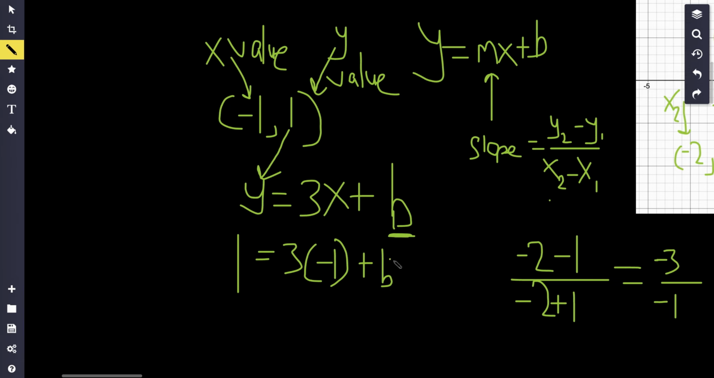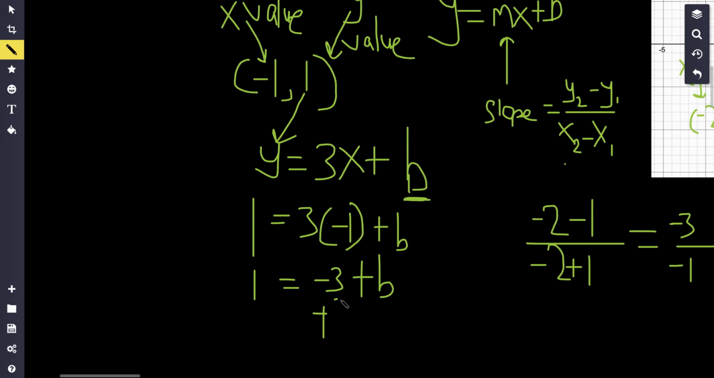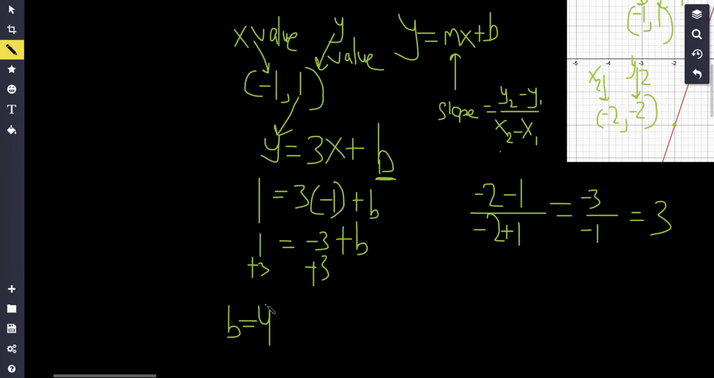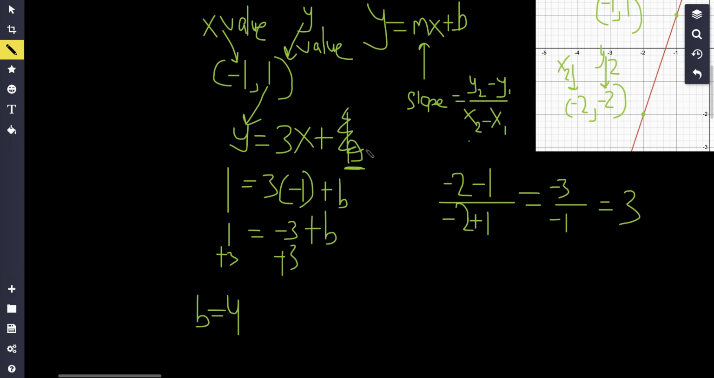We can solve for what b is equal to. We get 1 is equal to 3 times negative 1, which is negative 3, plus b. If I add 3 to both sides, I get that b is equal to 4. That means that my equation of the line is y is equal to 3x plus 4. And there we go. That is how you do this problem.